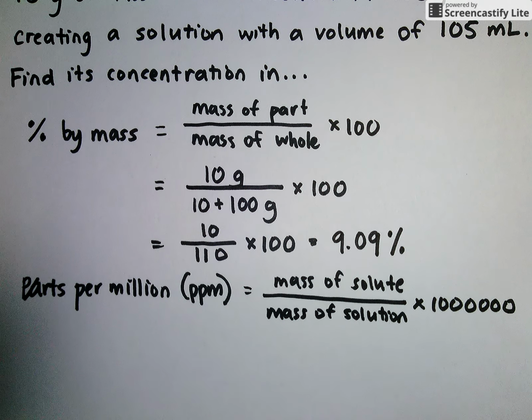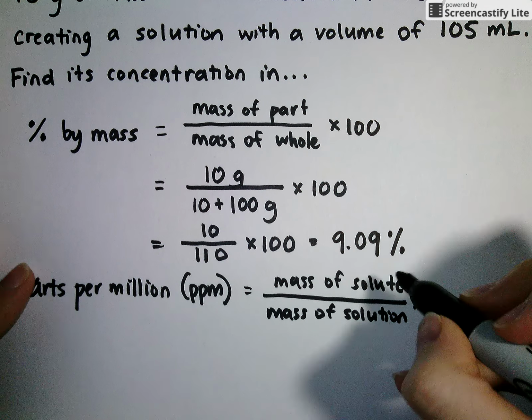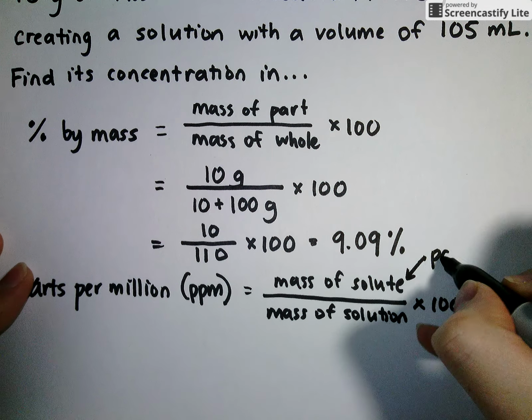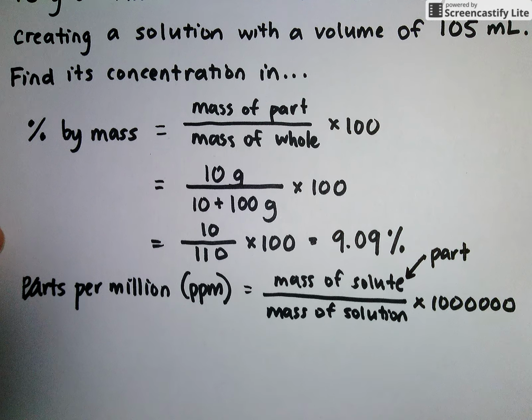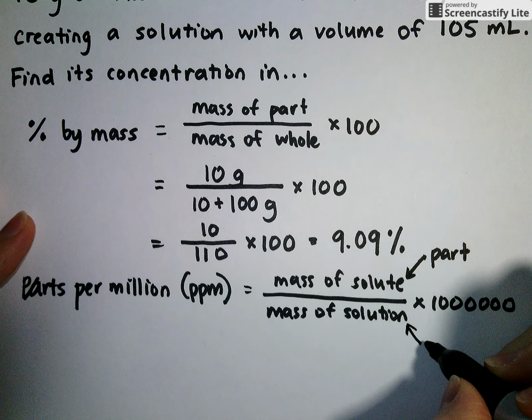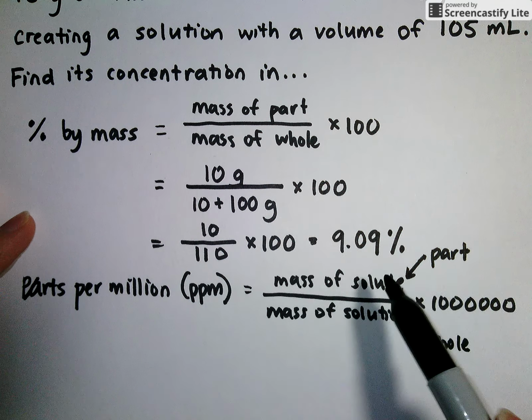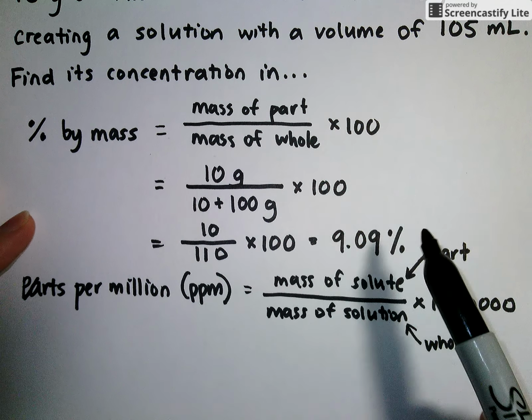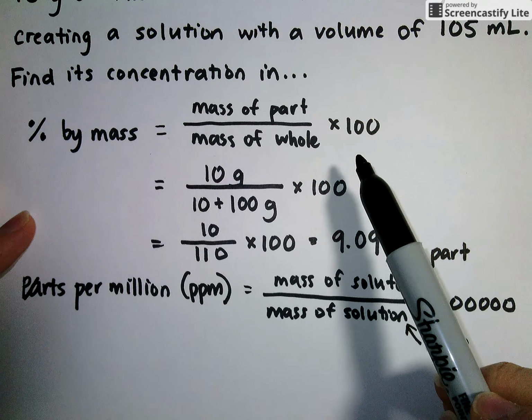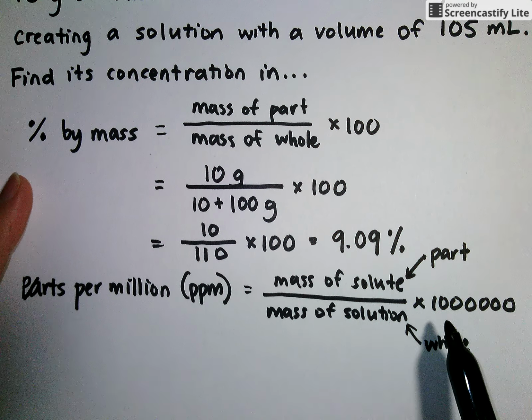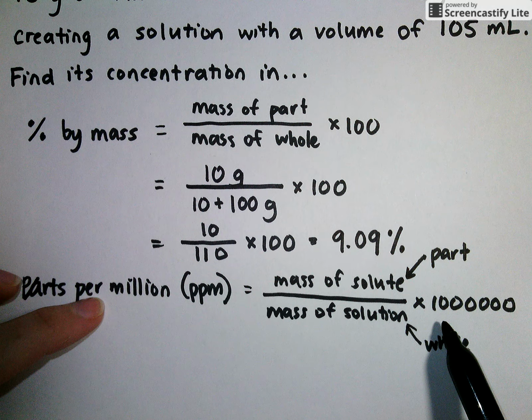Don't let this fool you. It's exactly the same equation as percent by mass. The solute is the part, the stuff that you've dissolved. The solution is the whole thing. It's exactly the same. The only thing that differentiates these two calculations is whether you multiply by 100 to create a percent, or whether you multiply by a million to get to parts per million.